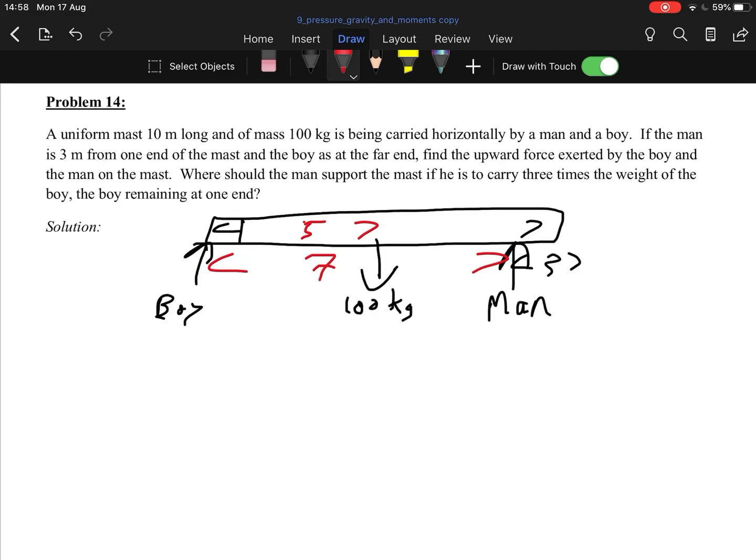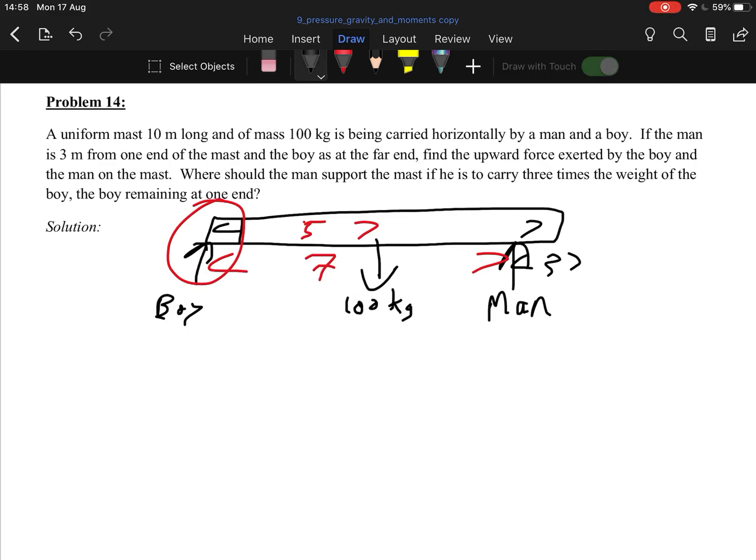There we go. So what we're looking for here is find the upward force exerted by the boy and the man on the mast. So the point at which we're turning is about the boy. So we're turning from the boy, all right? So our moment is force times distance from the boy. I was doing it straight up and down, and I said 10 by mistake. And that's what threw me. I was wondering why it was such a large number.